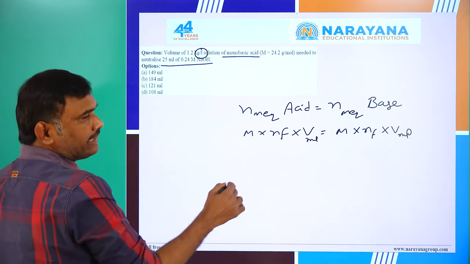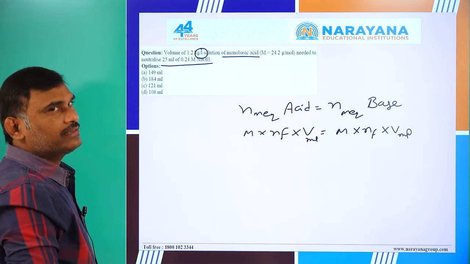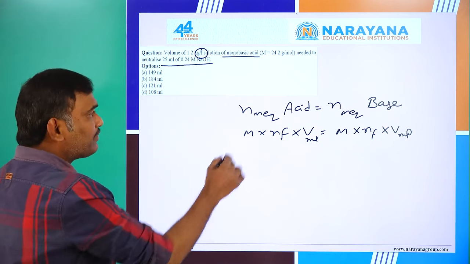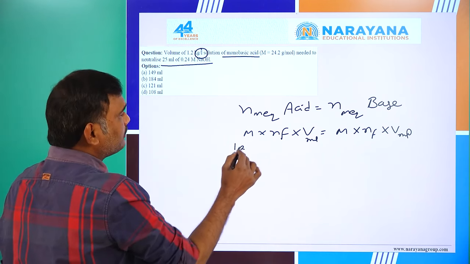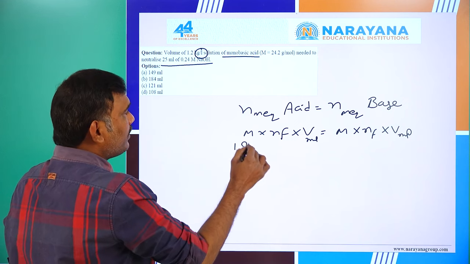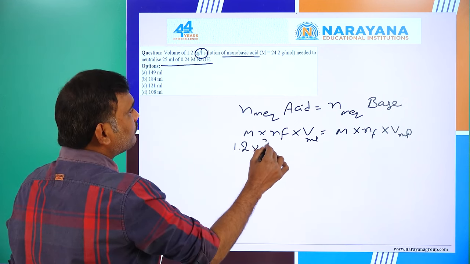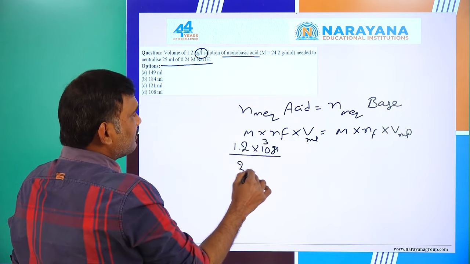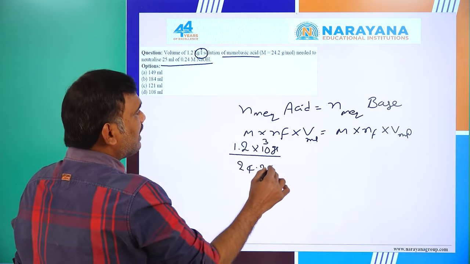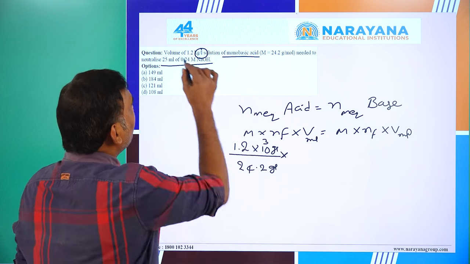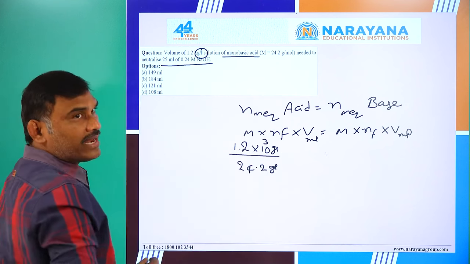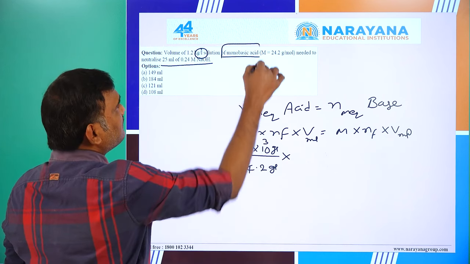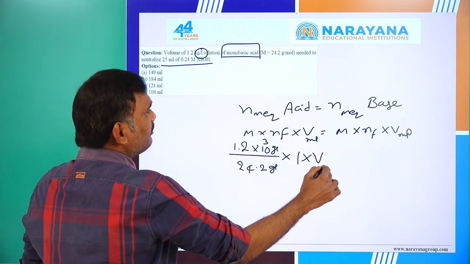Now, molarity is not mentioned directly; they have given the weight. That's why I have to write the whole formula: 1.2 into 10 to the power of 3 grams by the molecular weight, which is given as 24.2 gram per mole, into how many liters? Yes, number of moles is weight by gram molecular weight, into the n factor of a monobasic acid, which is 1, and the volume is required.